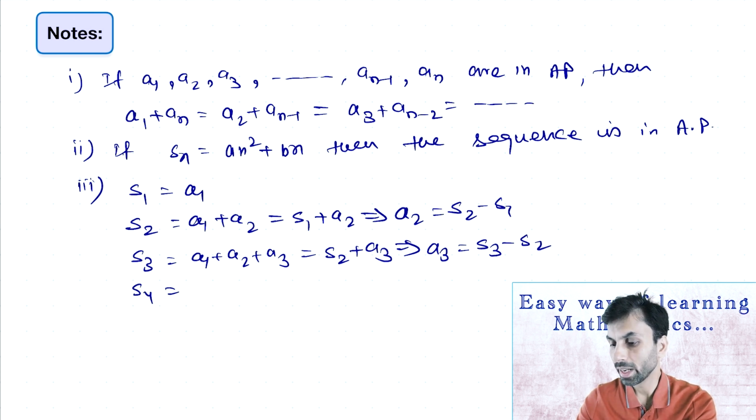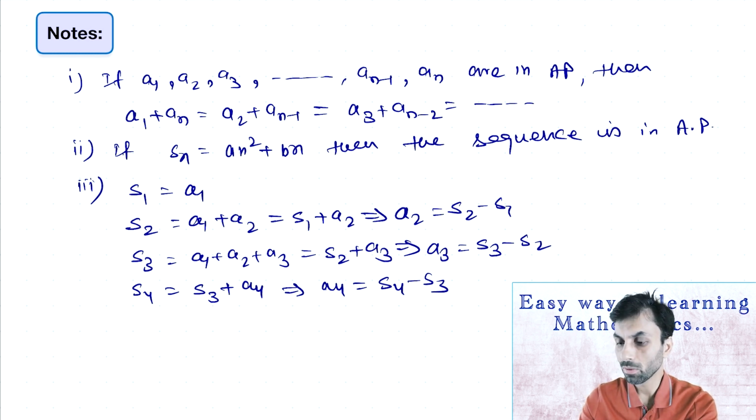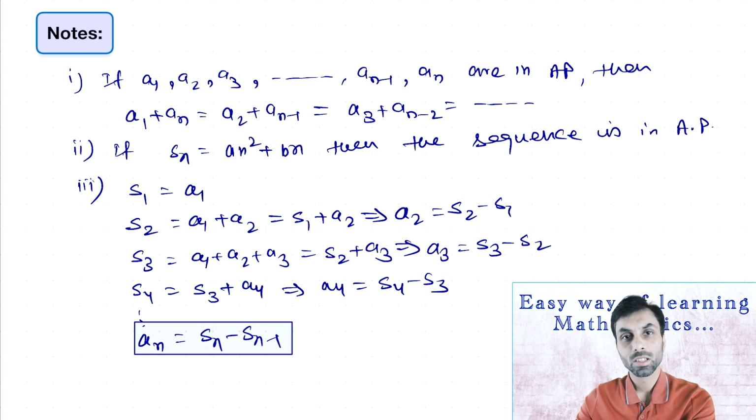S4 will be this way. We can write it as S3 plus A4, and so A4 will be equal to S4 minus S3. If this pattern follows, we'll get An equals Sn minus S of n minus 1. So this is another formula to find An when Sn is given. Otherwise, normally when Sn is given, we'll follow this sequence in order to obtain the terms, following which we'll try to find out the common difference to generate the arithmetic progression sequence.